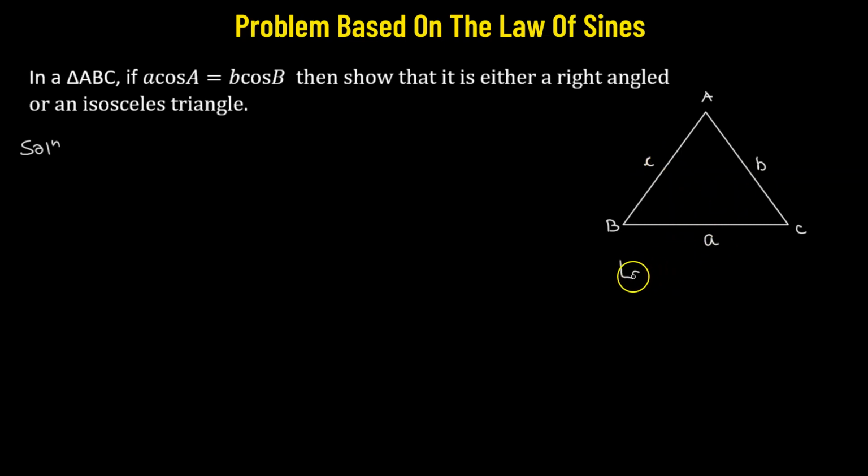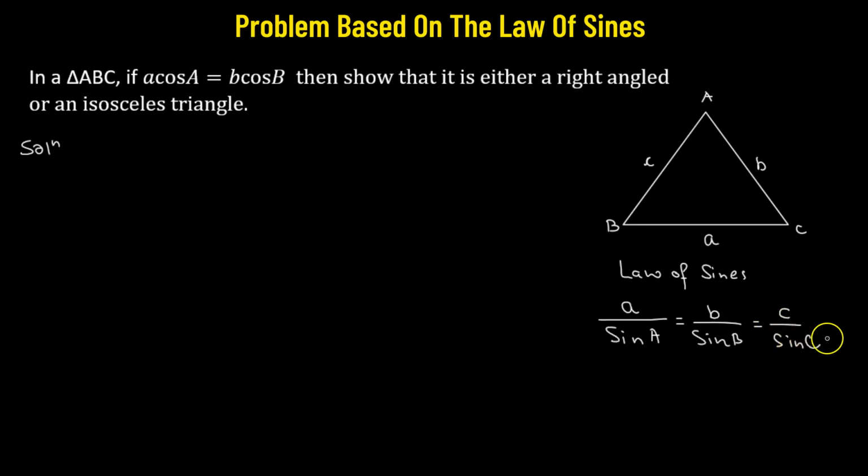Now we're going to specify the law of sines. The law of sines states that the ratio of the side a to the sine of the angle opposite to a, which is A, equals the ratio of the side b to sine of angle B, equals the ratio of side c to sine of the angle opposite to c, which is C. So this is the law of sines.